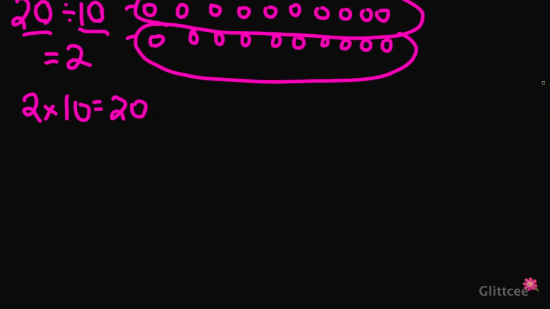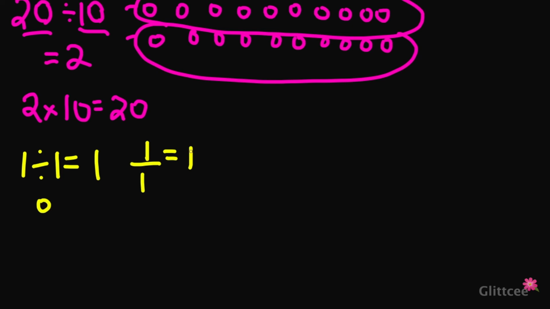Now, let's try, what if I had 1 divided by 1? What is that going to give me? 1 divided by 1. 1 marble, and I need to be in a group of 1. How many groups do I have? I just have 1 group. So 1 divided by 1 is 1. And don't forget, it's also written like this as well: 1 divided by 1 equals 1.